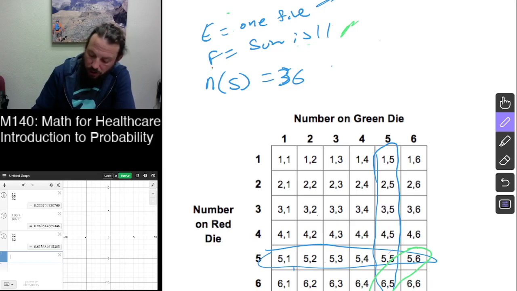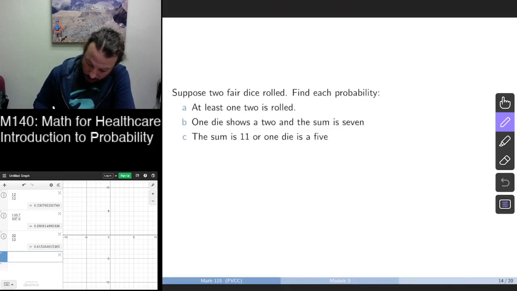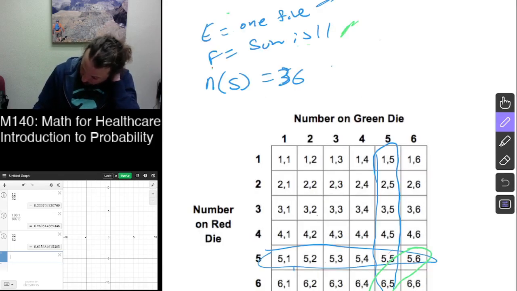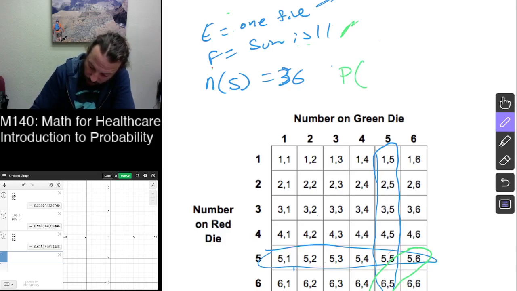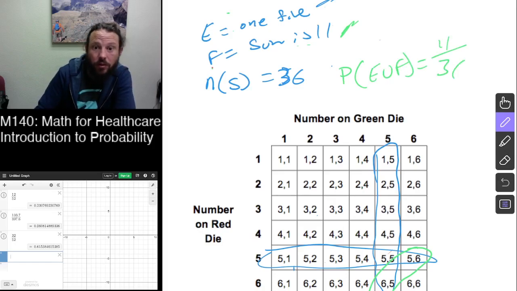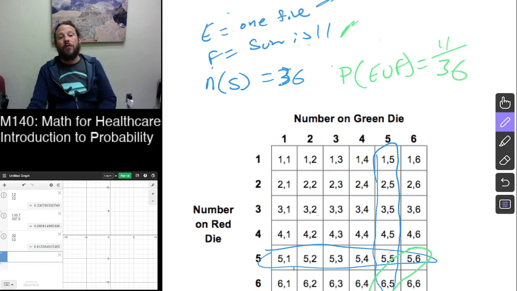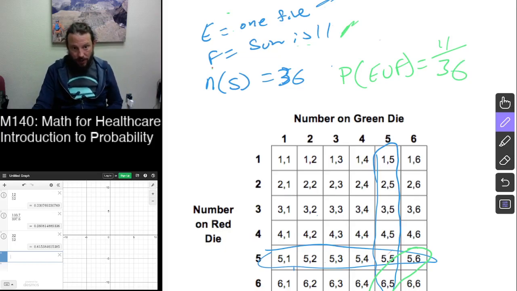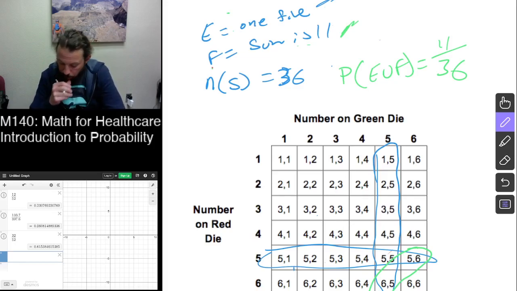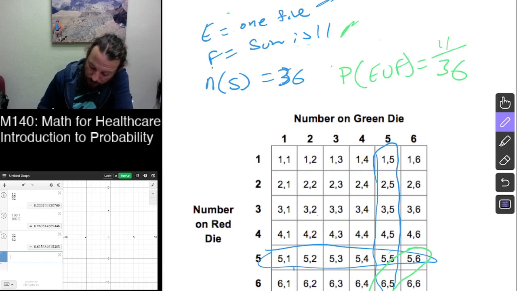What are we looking for? Let me go back here. Sorry. Or one of the dice is a 5. So we just want to count these up. And notice, we get 11. Double check that, but we get that the probability of E union F equals 11 out of 36. So that one is a 5, or the sum is 11: it's 11 out of 36. Why? Because 5s are on both 11s. That's why it doesn't change from the number of 5s.